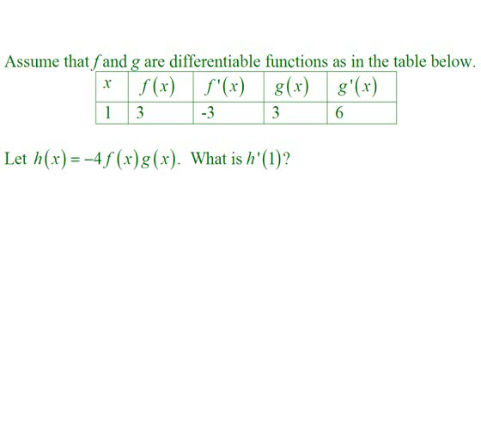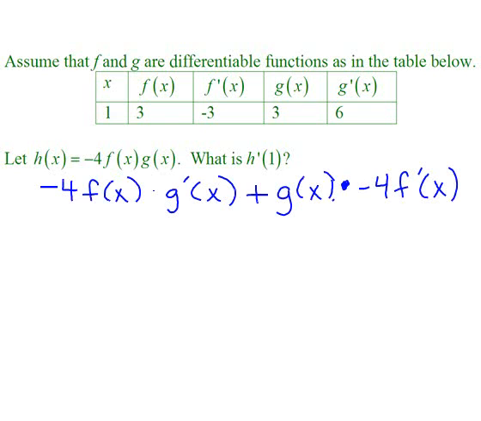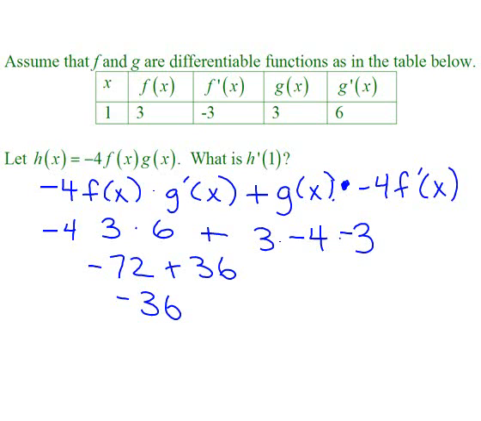Here's an example of how a product rule question might look on the AP exam. We have differentiable functions f and g, and some information about them is given in the table. h is negative 4 times the product of f and g, and we need to find h prime at 1. We're being asked to find the derivative of a product, so we need to use the product rule. If we take u to be negative 4f of x and v to be g of x, then the product rule says the derivative looks like this. Substitute from the table, and our answer is negative 36.